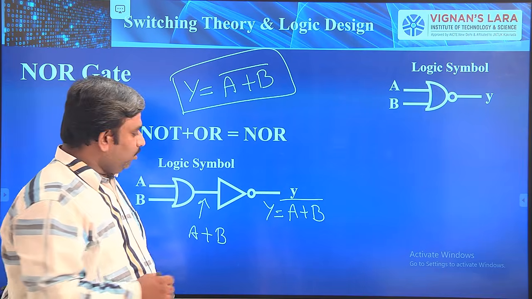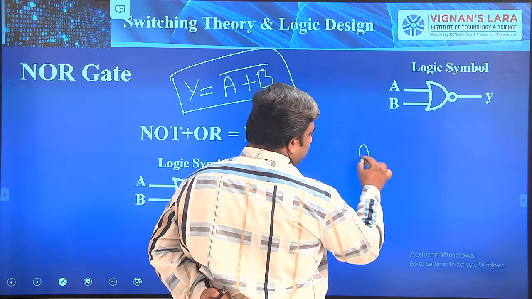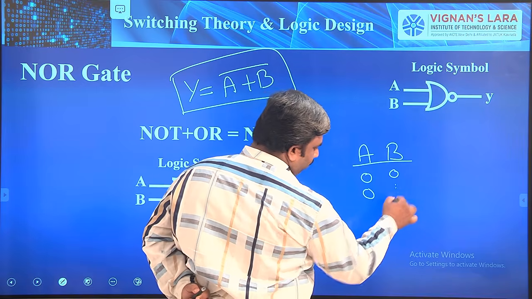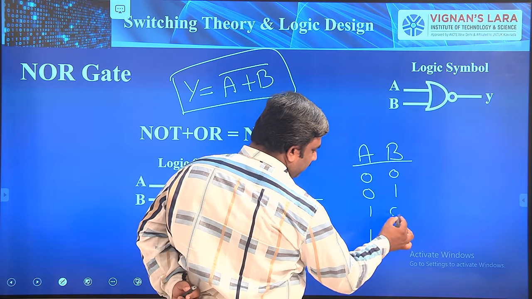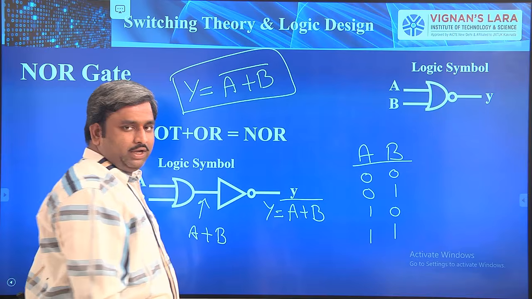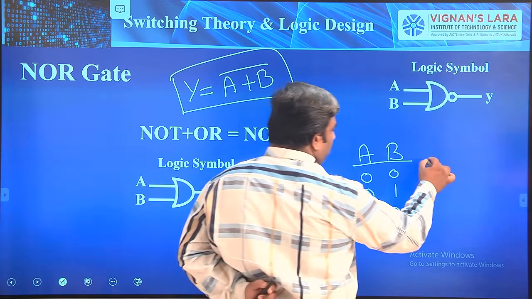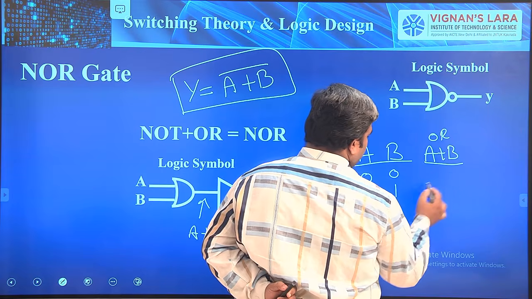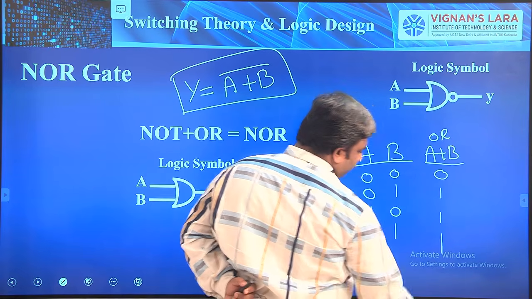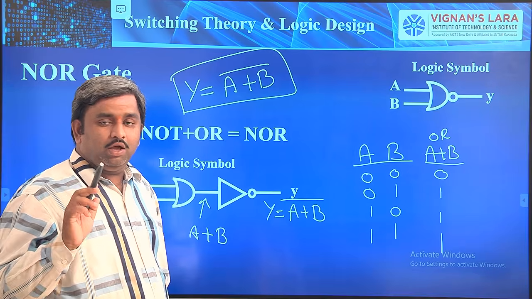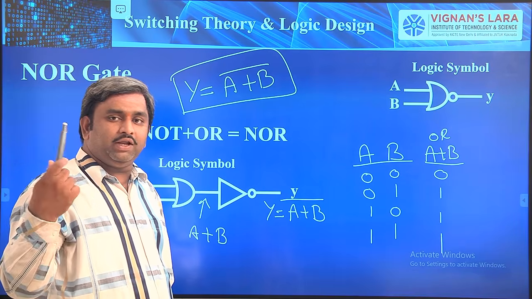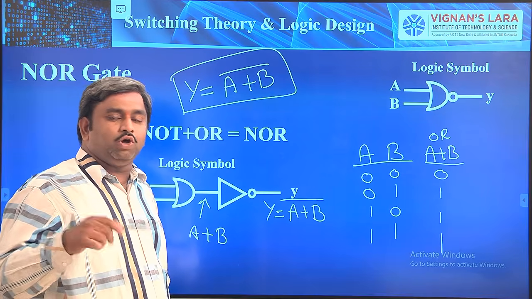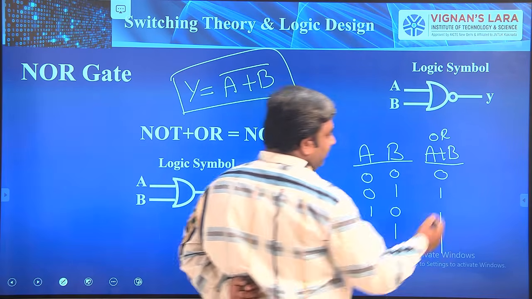Right. Now what is the output? Inputs are A, B. If A is 0, B may be 0 or 1. If A is 1, B is 0 or 1. Coming to the OR gate output, A plus B. So this is the OR gate output. If any one of the inputs is 1, automatically the output is 1. Otherwise, if both inputs are 0, the output is 0. So this is the A plus B operation.